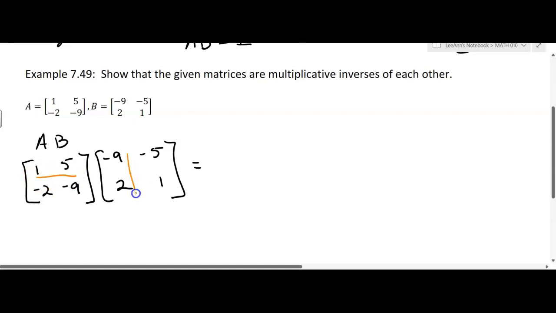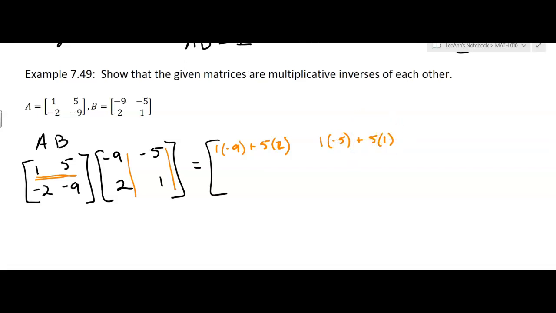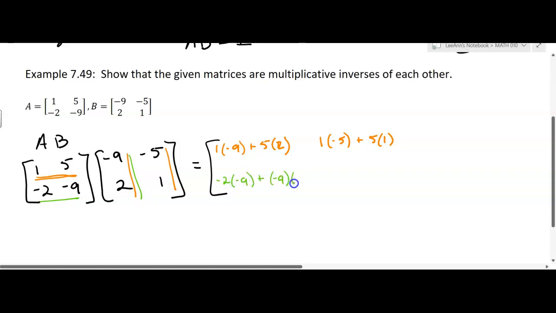But 1, 5 times -9, 2. Okay, so 1 times -9 plus 5 times 2. Okay, I was ahead of myself. Now, first row, second column: 1 times -5 plus 5 times 1. Okay, now we switch. Second row, first column: -2 times -9 plus -9 times 2.